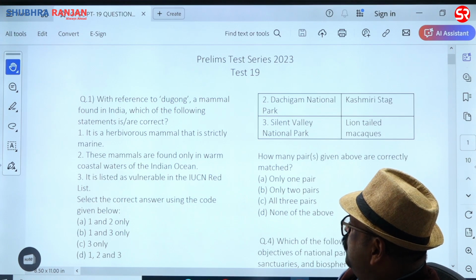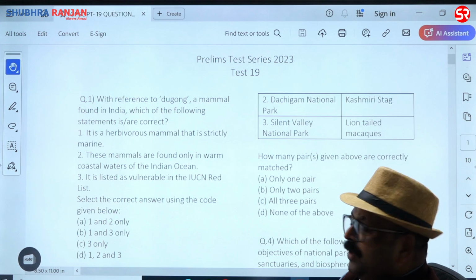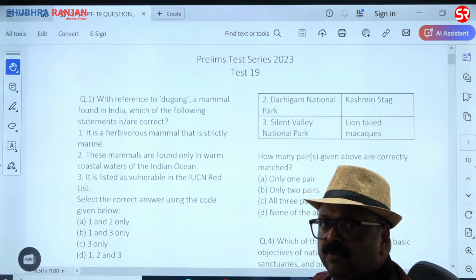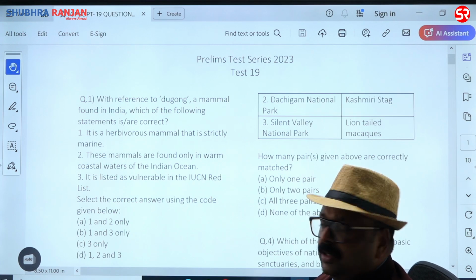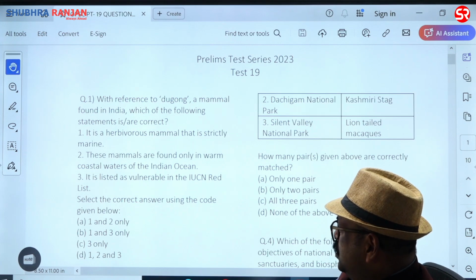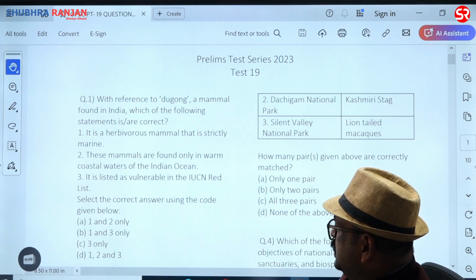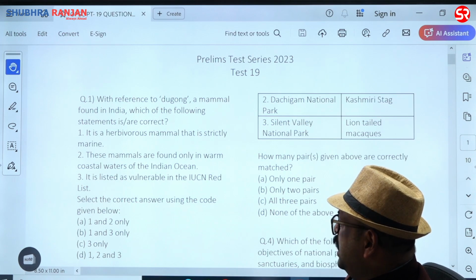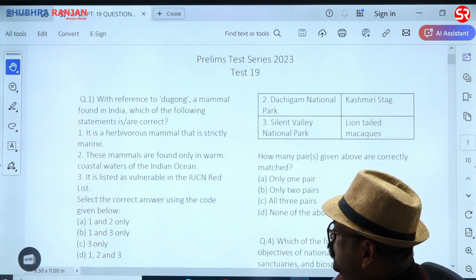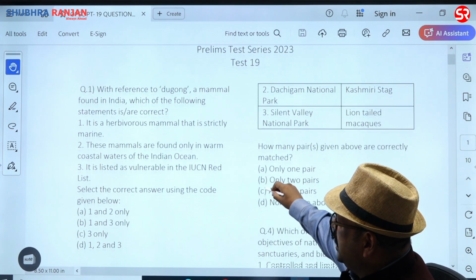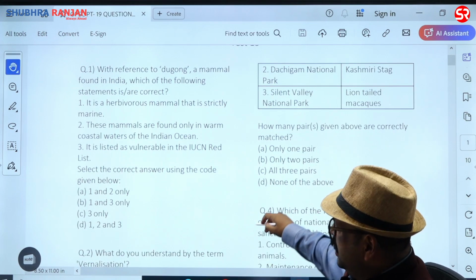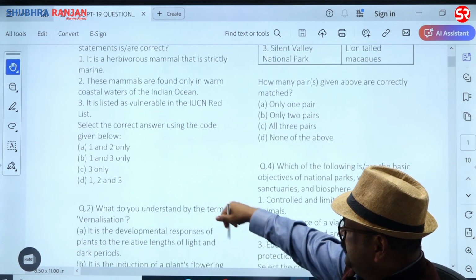Statement 2: These mammals are found only in warm coastal water of Indian Ocean. Okay, it is a marine animal. It is found in warm coastal water, not only in Indian Ocean, but extended up to the Pacific Ocean. So statement 2 is incorrect. Statement 3: It is listed as vulnerable in the IUCN red list. That is also correct. So 1 and 3 are correct. So the right answer is B, that is 1 and 3.